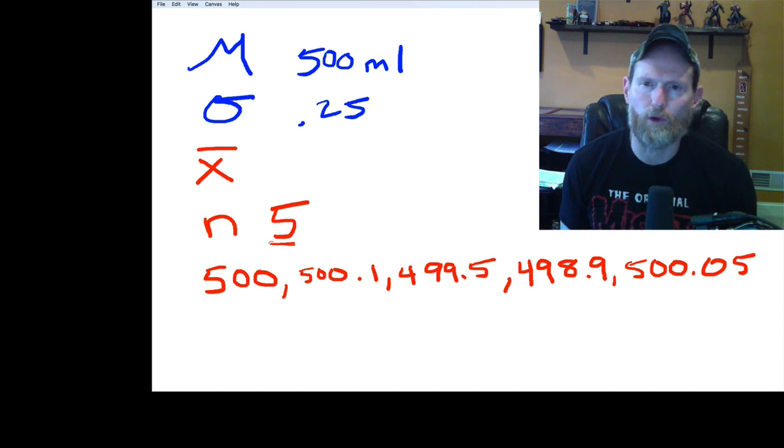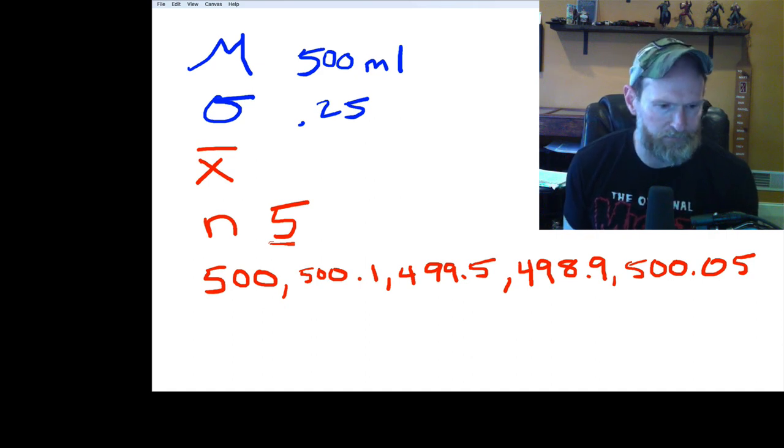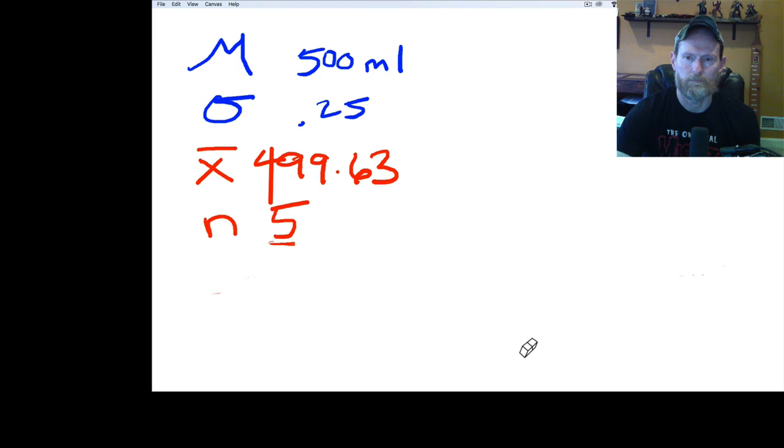Chicken says 499.63, so we're going to go with that. So there we go. We've got our sample mean, X bar, 499.63, sample size of 5. So what? Well, we want to know what the likelihood of a sample average of 499.63 is, what the likelihood of that is to occur.